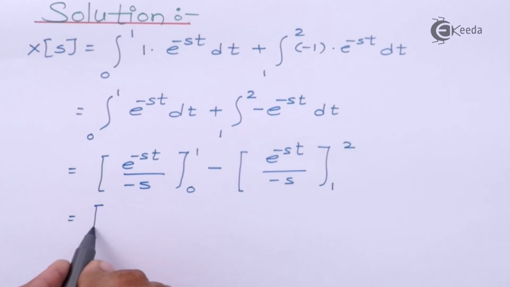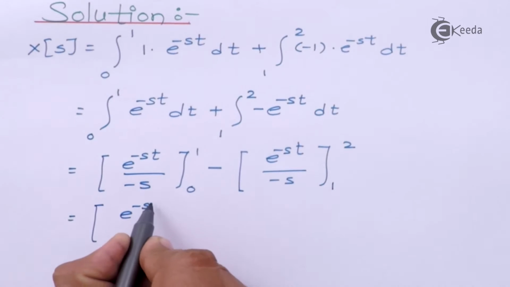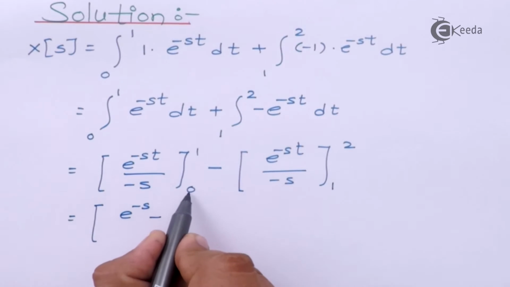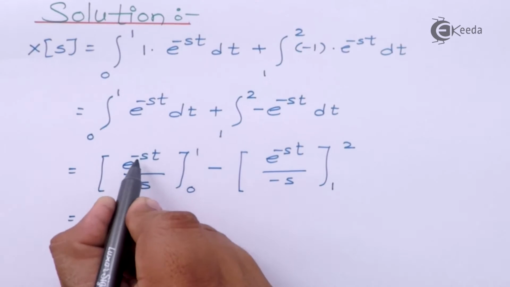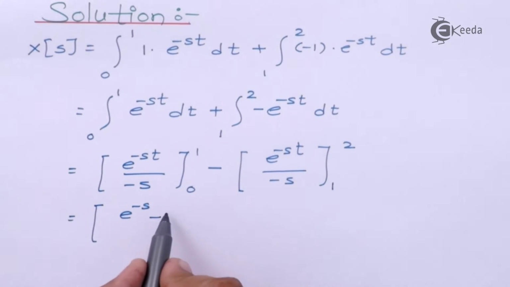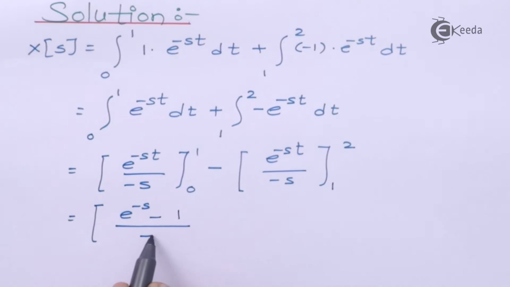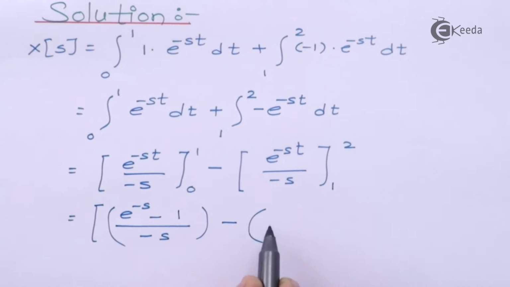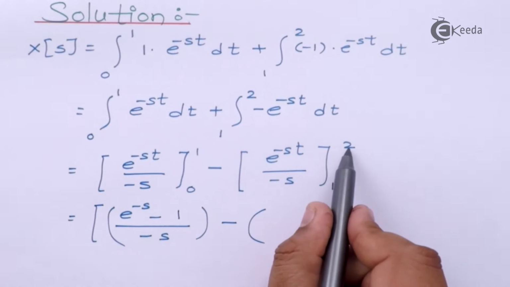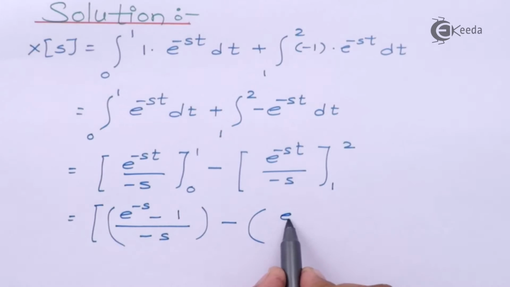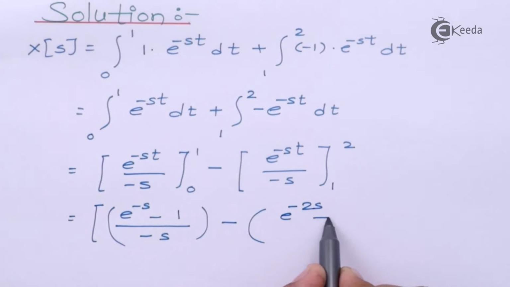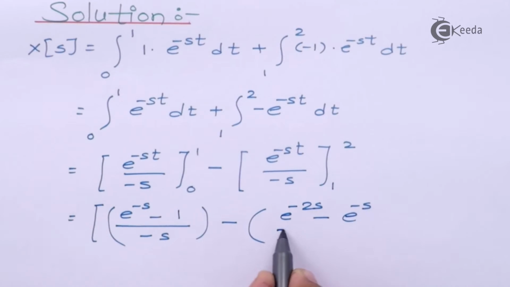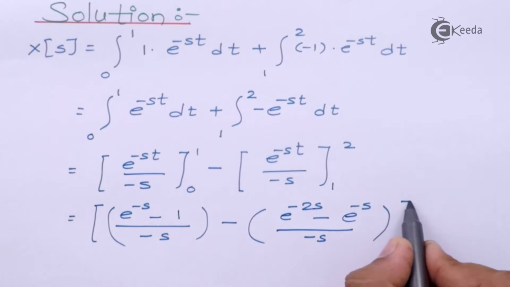So in the first part we have e to the power minus s, where I have substituted 1 first, and then the second part, where the t value is 0. If I substitute the t value over here, e to the power 0 is always 1, whole divided by minus s. This is my first part, minus. Now we'll solve this part. I'll substitute the upper limit first. So we have e to the power minus 2s minus, I'll substitute my lower limit, e to the power minus s, and whole divided by minus s.